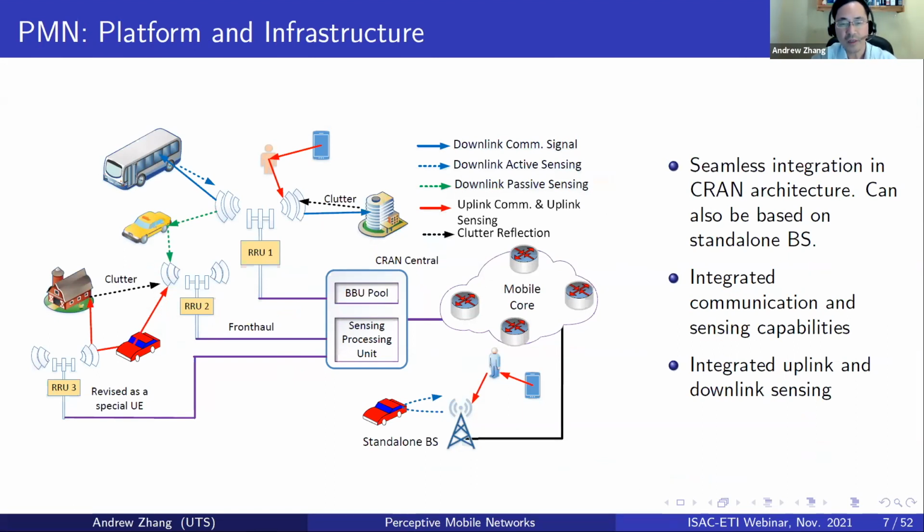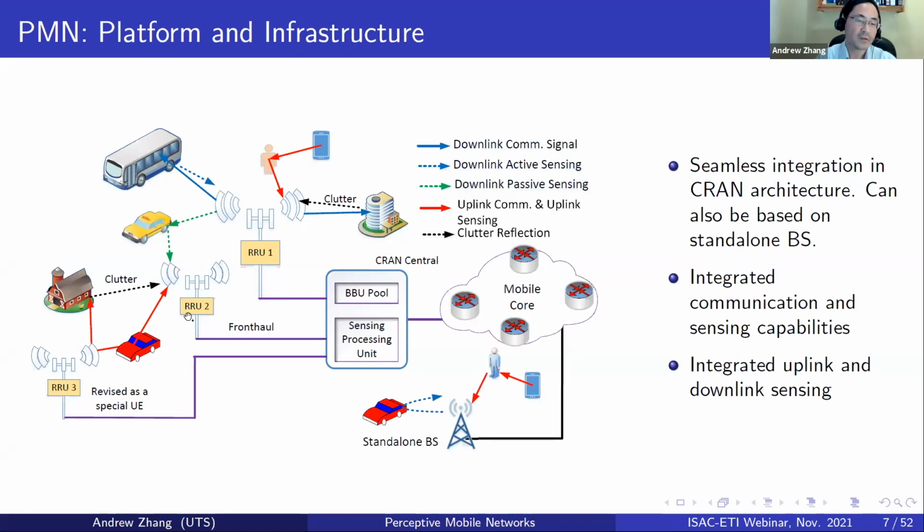We know there are uplink and downlink communications in the mobile network. Accordingly, we can define uplink sensing and downlink sensing. And for downlink sensing, we can further divide it into downlink passive sensing and downlink active sensing. For downlink passive sensing, we mean the sensing done using the signal from another base station. For example, if we refer to the C-RAN structure, then we use the signal received at remote radio unit 3 from the signal transmitted from remote radio unit 2.